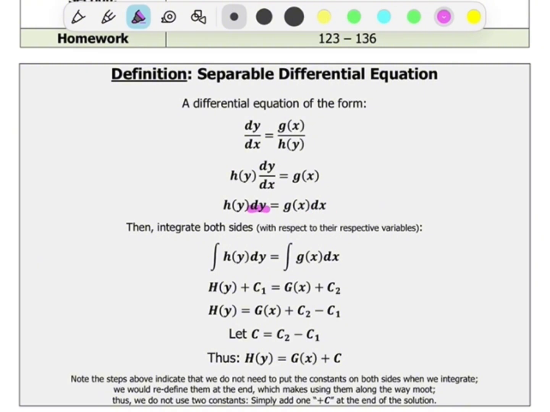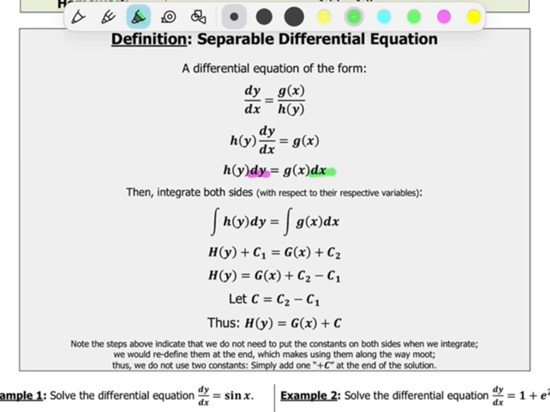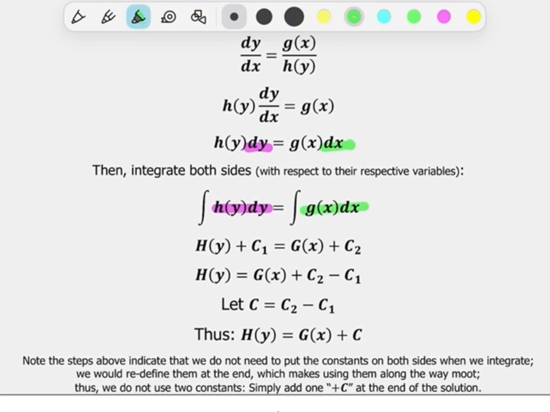I'm going to use a different color for the dx. And then after you separate them, you can integrate both sides with respect to their variables. Here you have h of y dy, g of x dx. And what integrating does is it gives you back the original function, right? But when you integrate, if it's an indefinite integral, you have to remember to write your plus c's.